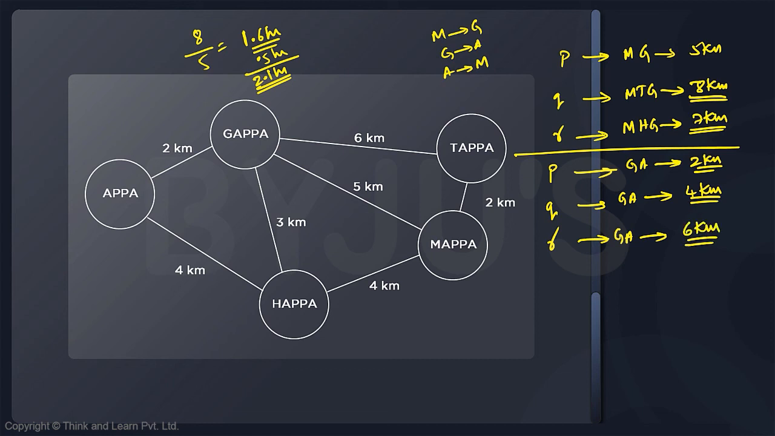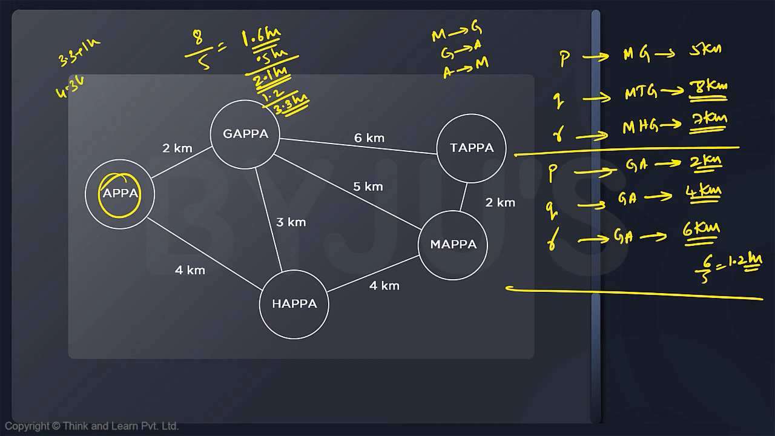If you notice, to go from G to A, any other route will be more than 6 kilometers. That is the reason why we are sending all of them in the same way. So this 6 kilometers basically means 6 by 5, which is 1.2 hours. So add 1.2, and this becomes 3.3 hours. Now after 3.3 hours, all of them are at A. They will wait for 1 hour there. So total is 3.3 plus 1, 4.3 hours.